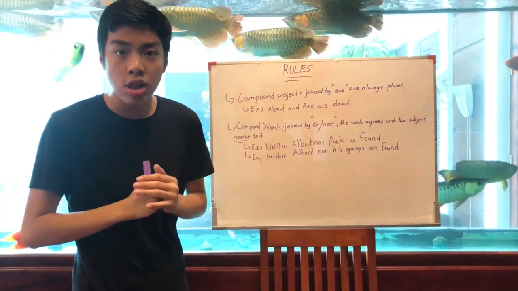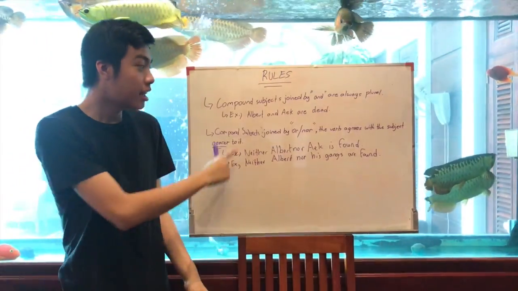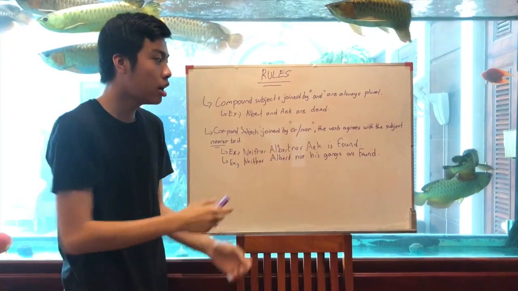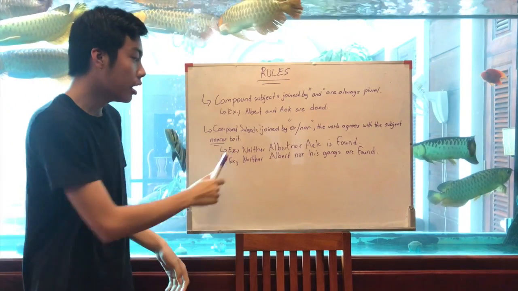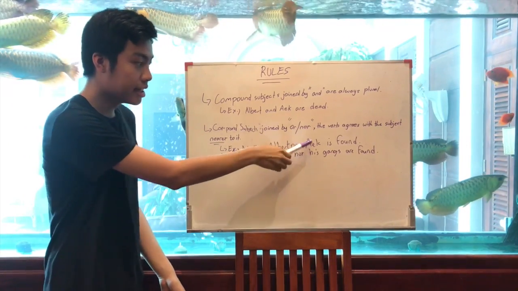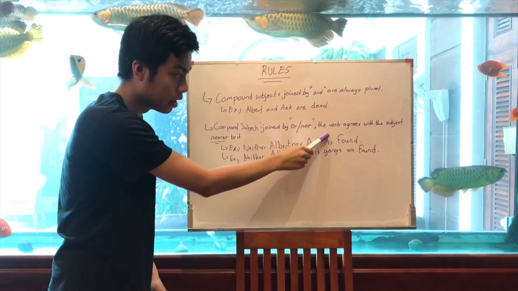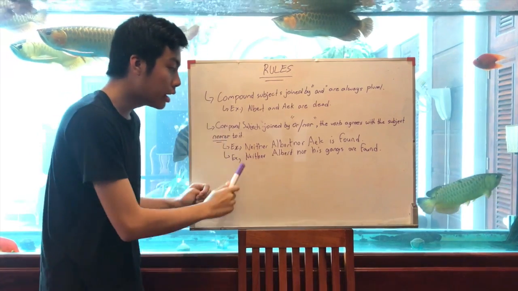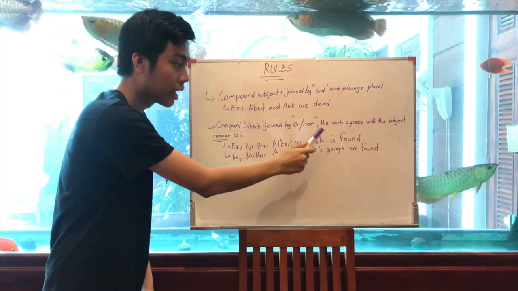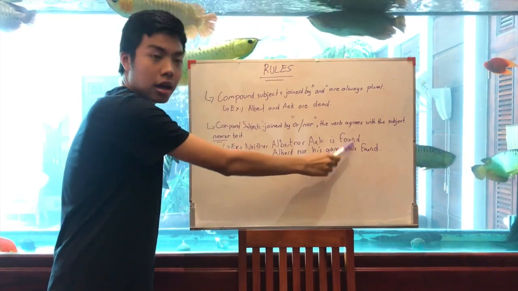For the fourth rule, in compound subjects joined by or or nor, the verb agrees with the subject nearer to it. For example, neither Albert nor egg is found. Egg is singular, so we must put a singular form. But for the second example, neither Albert nor his gangs, which is plural, are found. Gangs is plural, so we must put a plural form here.